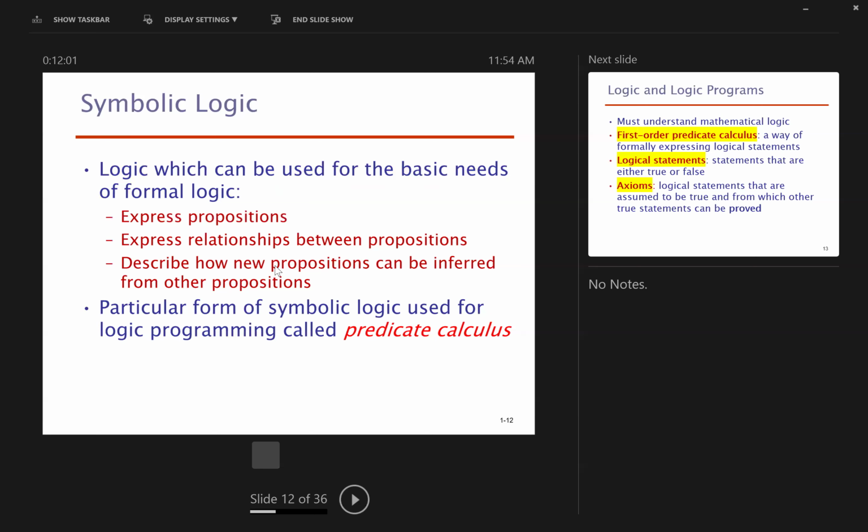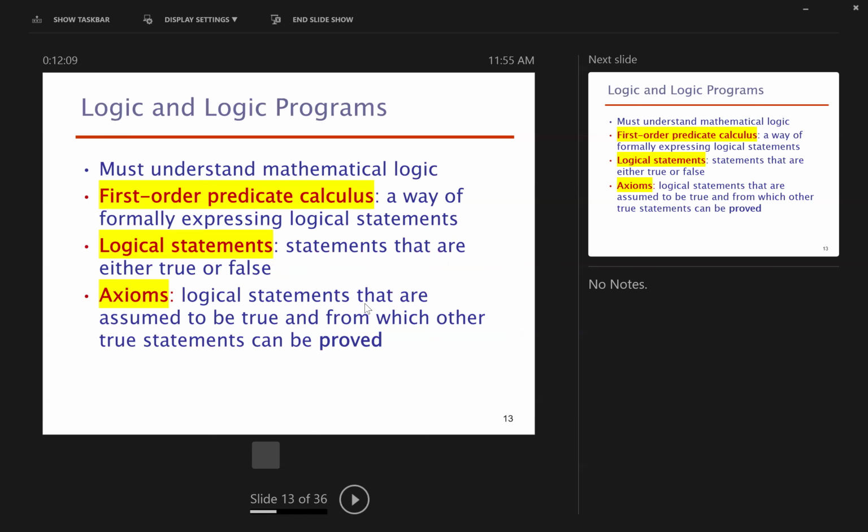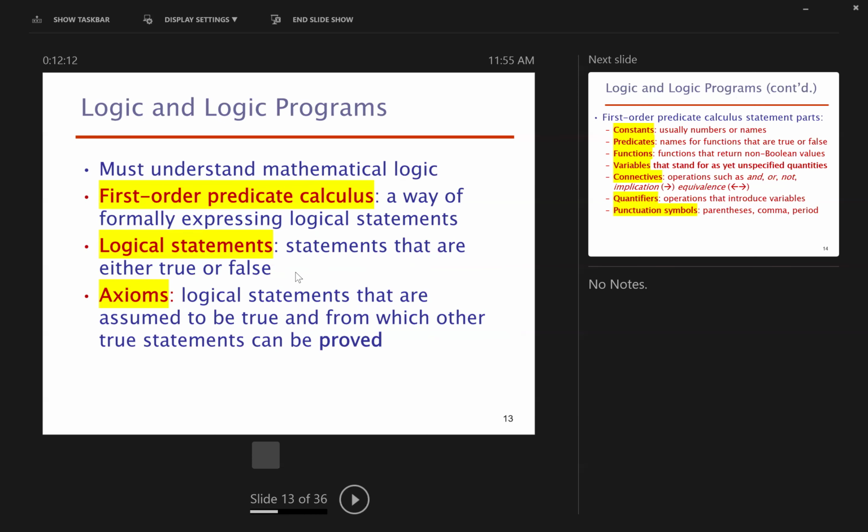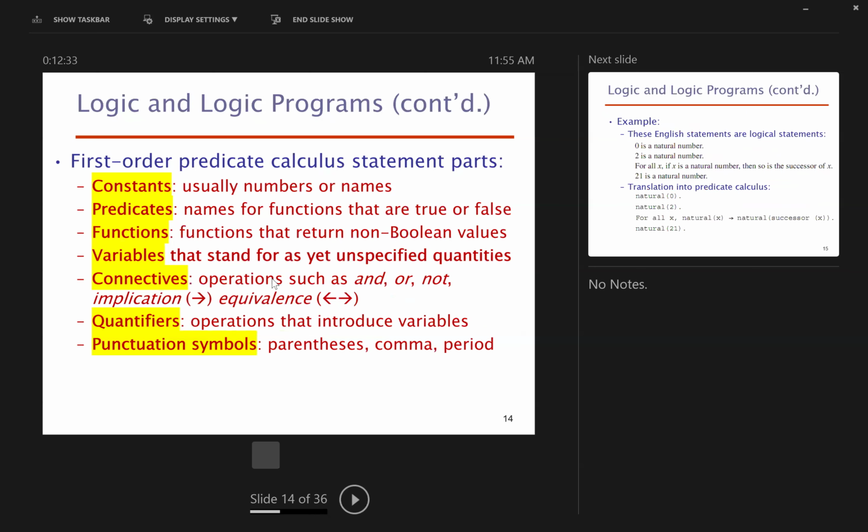For example, we saw fish, salmon. That's again the whole concept of a predicate. So we have what we call the first order predicate calculus, which is a way of formally expressing a logical statement. Then, as we said, the definition for axiom also, the logical statements that are assumed to be true, or I would say the main construct to be true, and from which other true statements can be proved. And the rest here is just the definitions. So we should know what is a constant. These are all the items that consist of, I would say, the Prolog or logic program.